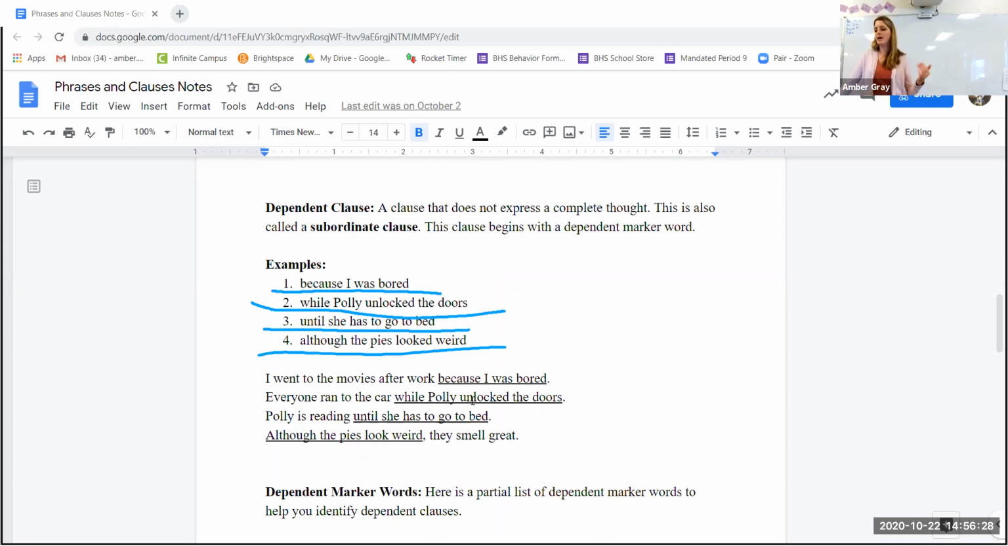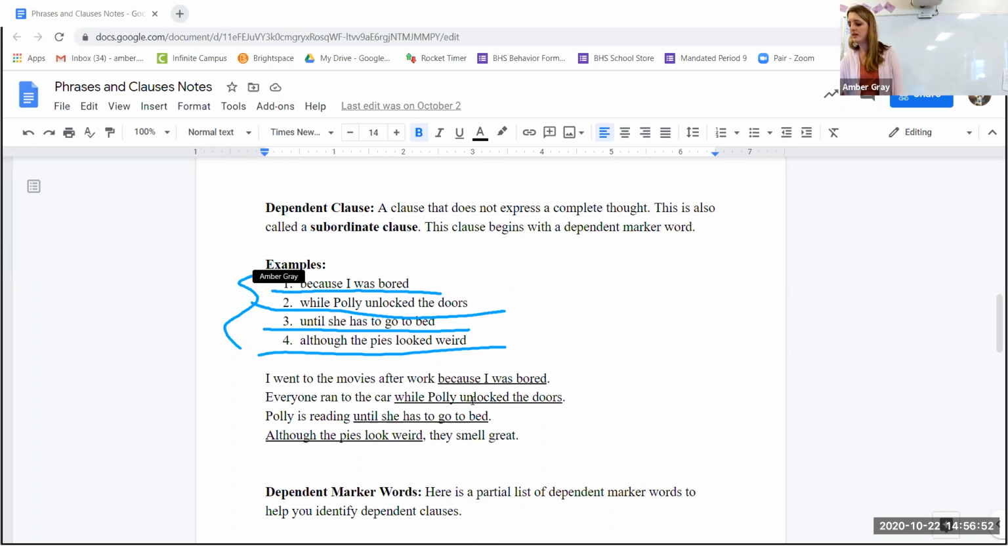So I have the same sentences that I had above on the first page, but now I've underlined the dependent clauses. So I went to the movie after work because I was bored. Everyone ran to the car while Polly unlocked the doors. Polly is reading until she has to go to bed, and although the pies look weird, they smell great. So I've underlined in this case the dependent clauses that we have here.